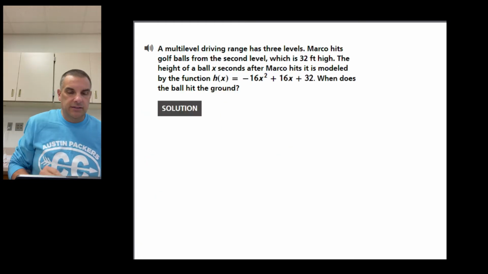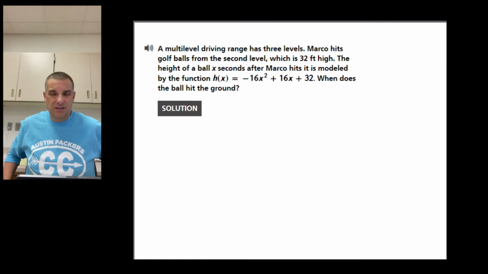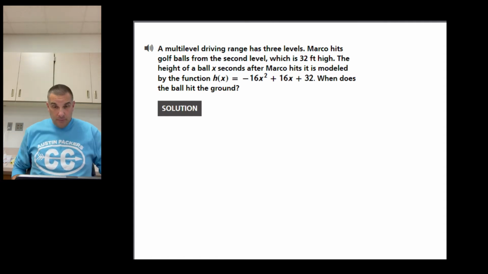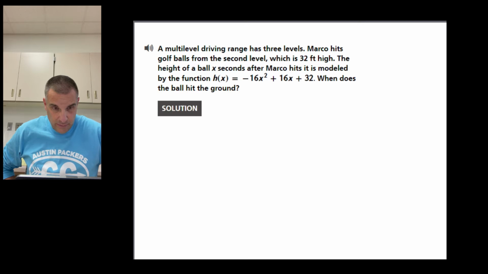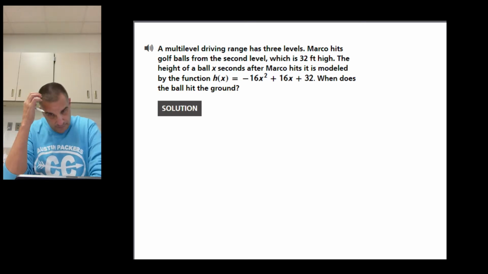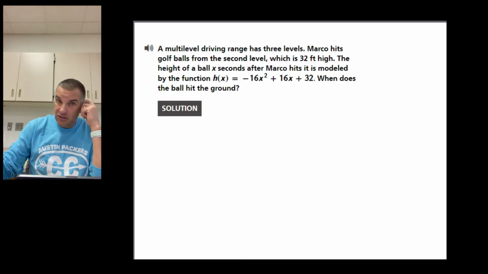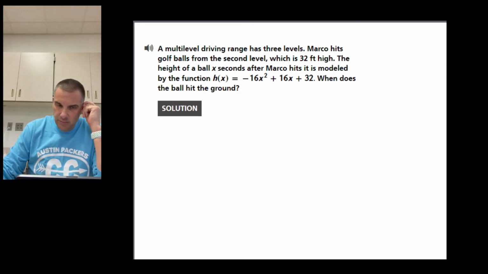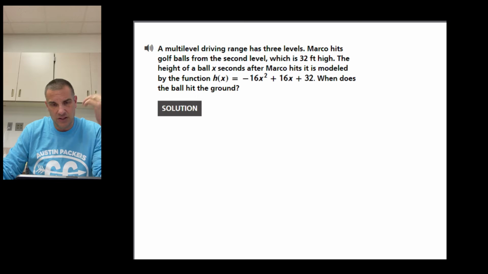All right, so now let's look at a couple of applied problems. At least we're going to look at one big one, and then you can do what you want. A multi-level driving range has 3 levels. Marco hits a golf ball from the second level, which is 32 feet high. The height of the ball x seconds after Marco hits is modeled by the function. So you're given the function. When does the ball hit the ground?